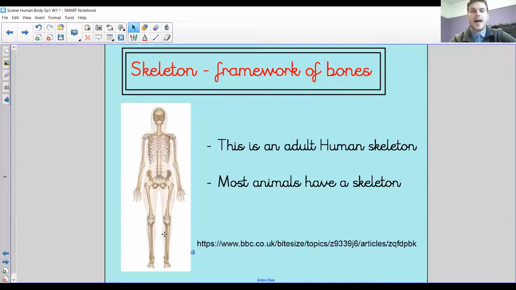So here I have an outline of an adult human skeleton, okay? Now, children do have them as well. There are actually more bones as a child, and as you continue to grow, some of those bones merge together, so you have less bones when you are an adult. Okay, and most animals, because remember what we found out last week, humans are a type of animal, okay? Most animals have a skeleton. Some of them are a bit different to the human ones, but we're not going to go into that now.